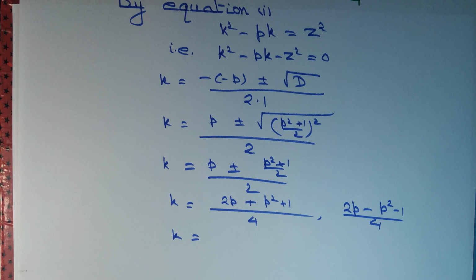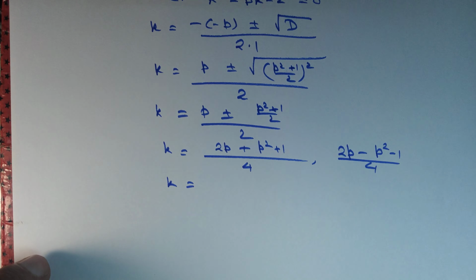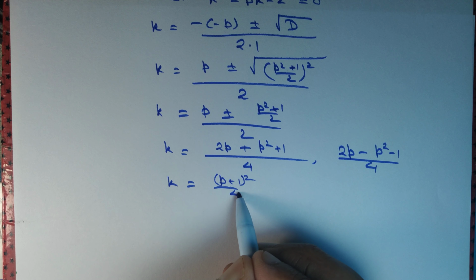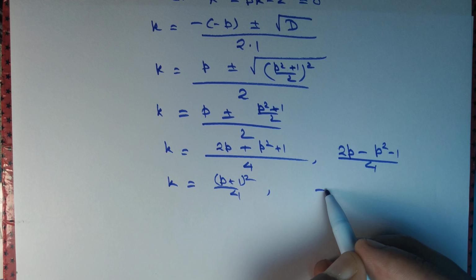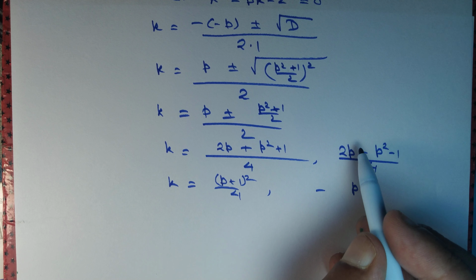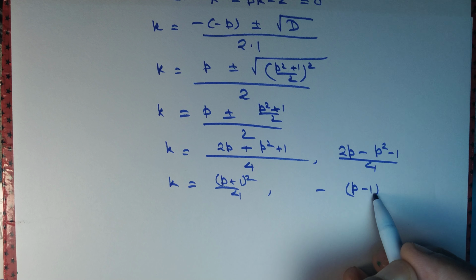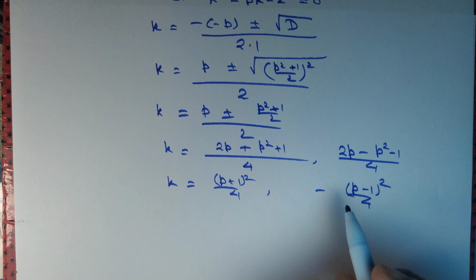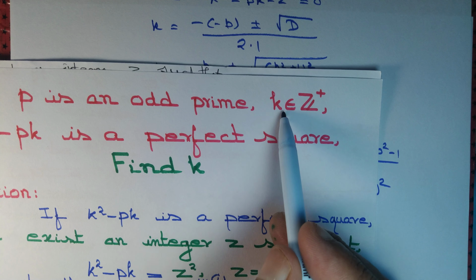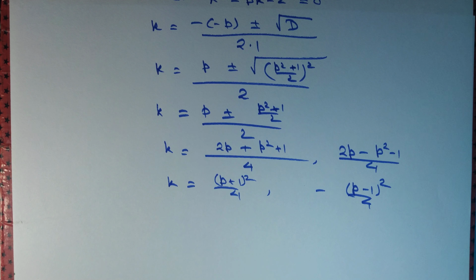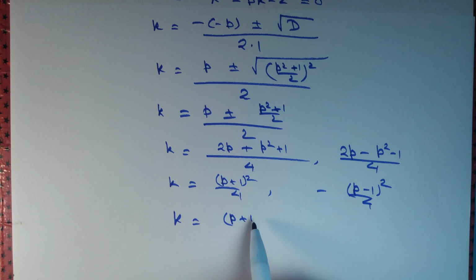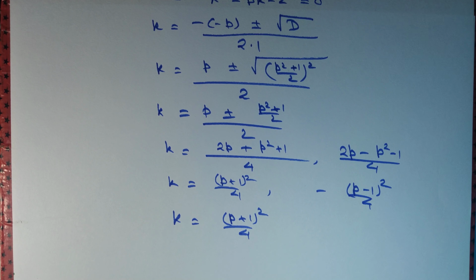So k equal to (p plus 1) whole thing square by 4, or if I take minus common, p minus 1, right? P square plus 1 minus 2p, yes. (P minus 1) whole thing square by 4, but with negative sign. But once again we are assuming k to be a positive integer, so we ignore this case. So k equal to (p plus 1) whole thing square by 4.